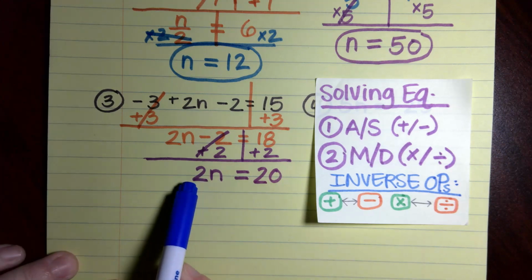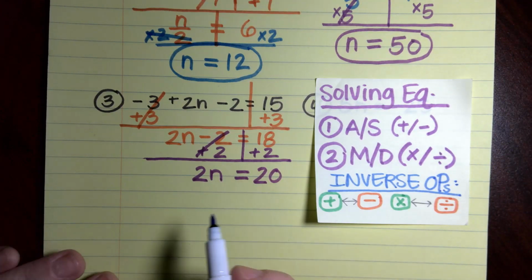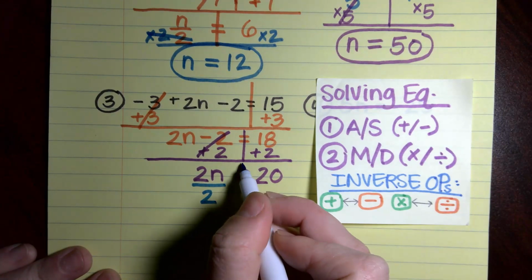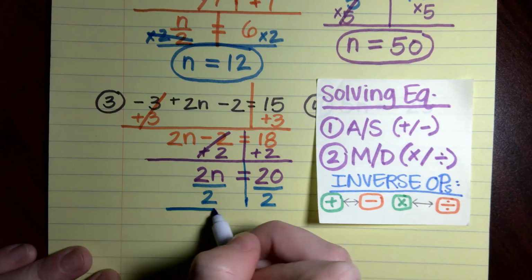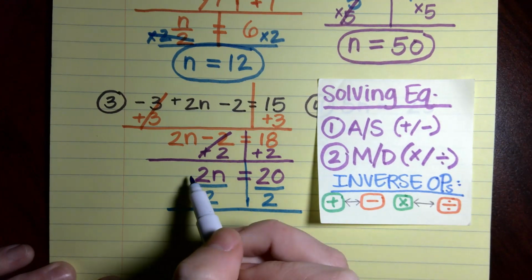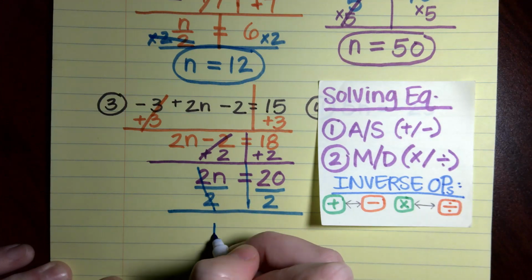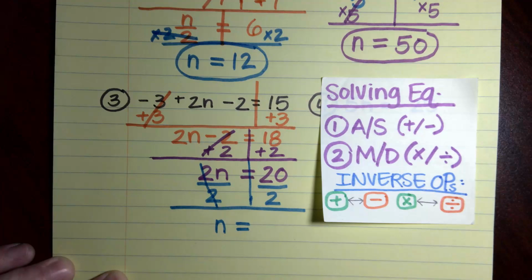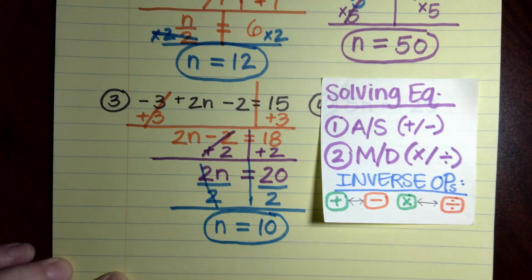I've got 2 times a number. I'm going to divide. Very good. We're going to use those inverse operations. Divided by 2. And there's only one thing left to divide by 2 as well. It's that 20. So my 2's will cancel, and I'm left with n equals, what's 20 divided by 2? 10. That's it, guys. You did it.